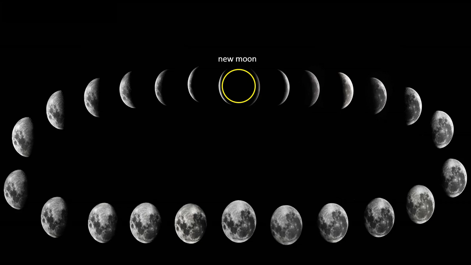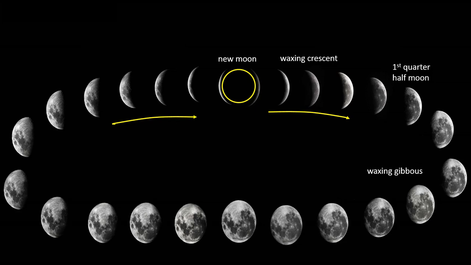Start by going to the right, and notice how there is a gradual increase in illumination. That is, the moon is waxing. The gradual changes continue on the other side, where the moon is waning. So after the new moon, we get a waxing crescent. Then we come to a half moon, which is the first quarter, followed by a waxing gibbous moon, and then the full moon, which is the second quarter.